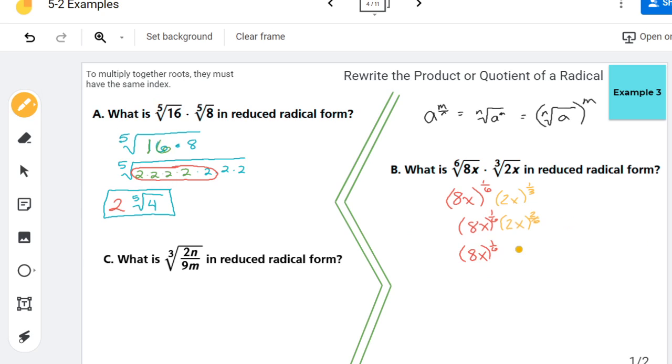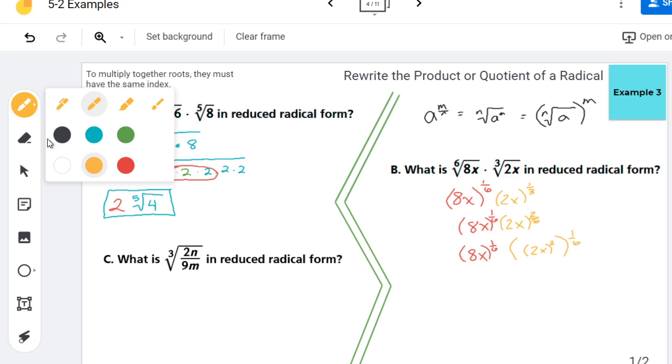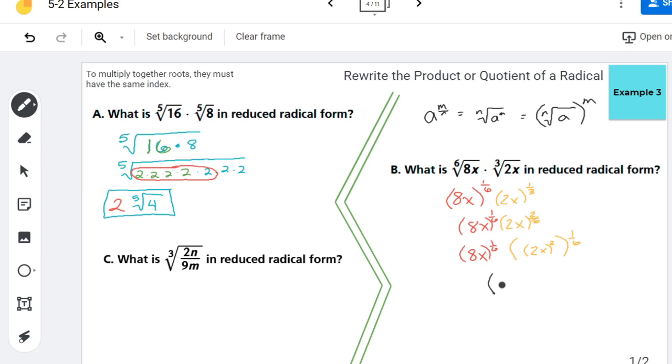But with the yellow, what I'm going to do is take the 2x and square it and then raise that to the 1/6. Because look at what happens. Now I have a 1/6 outside on both of these. And I can combine these into a 6th root. So all together, I have my 8x from the red, and I have my 2x squared from the yellow, all raised to the 1/6.